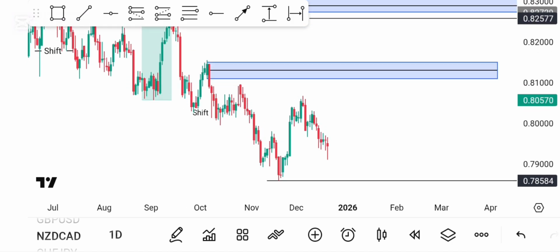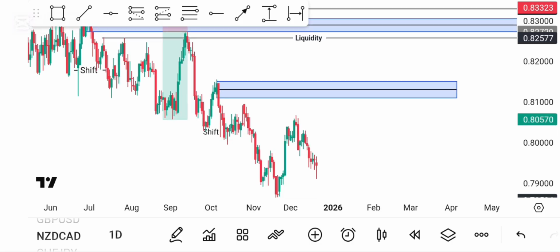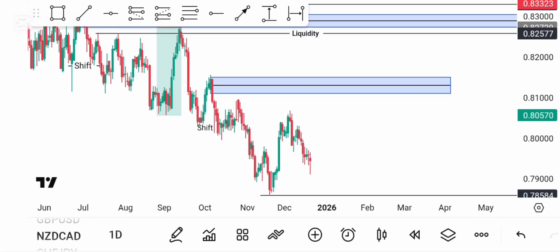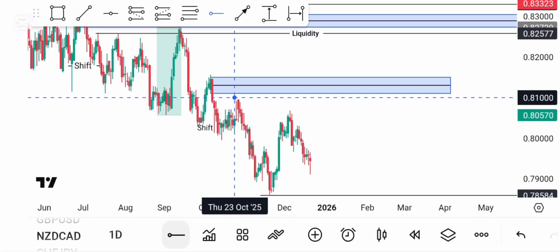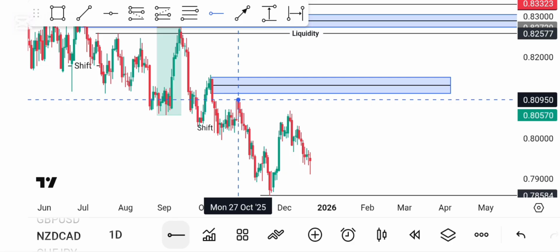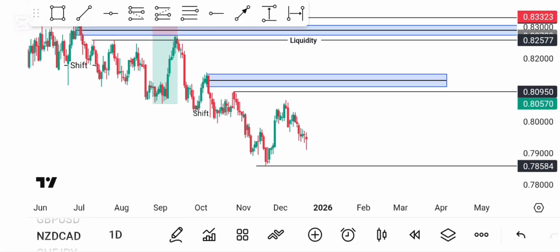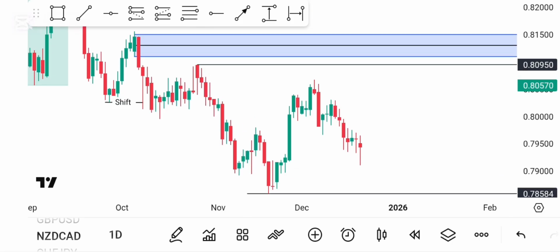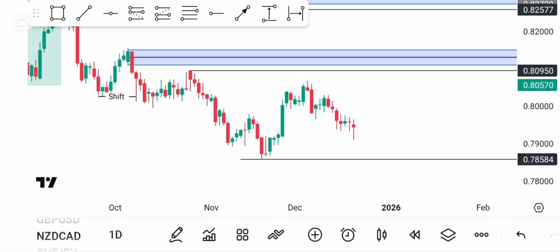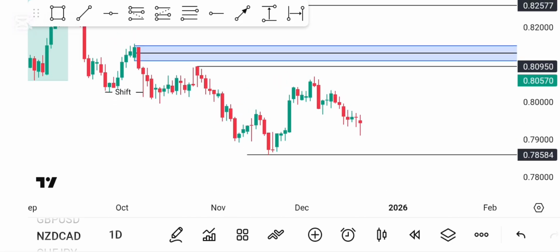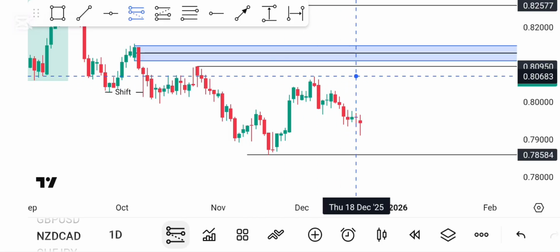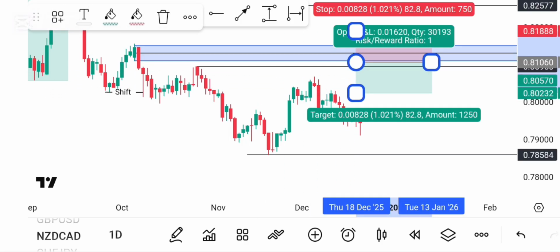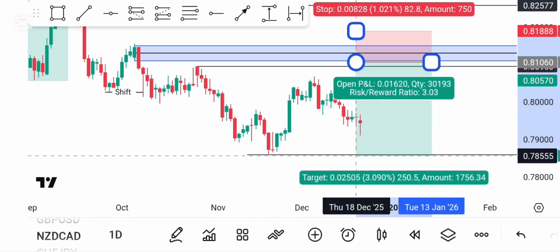Looking at this pair, you also see a liquidity. You spot out the liquidity, then you mark it up. This is the liquidity I'm expecting. I want this liquidity to be out. So once you spot the liquidity and the unmitigated demand or supply zone, what's the next step? Then you want to put your drawing tools there to see if you're going to catch it. This is where I'm expecting it to come.